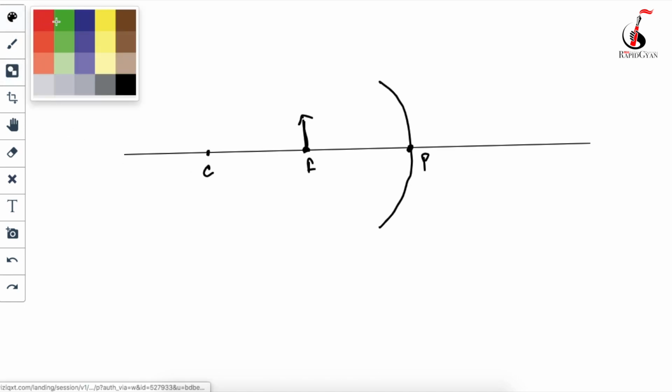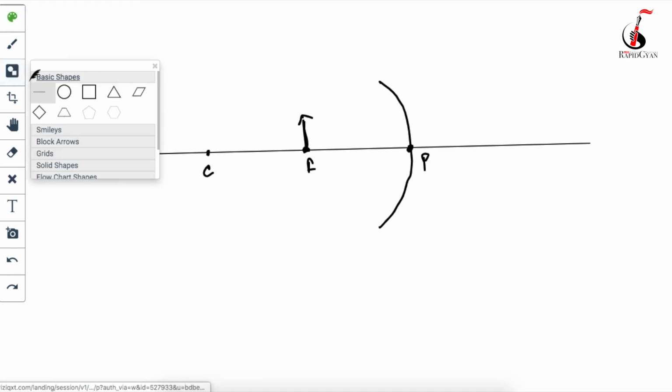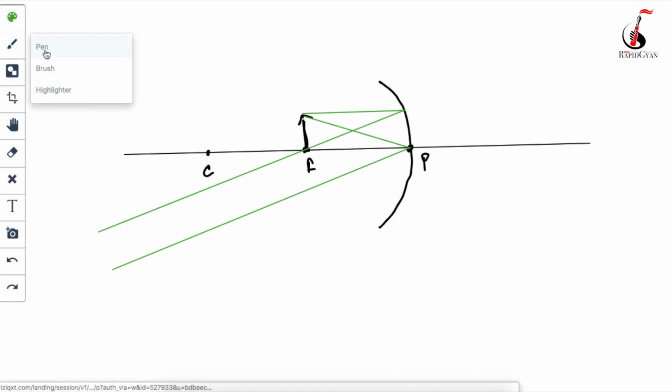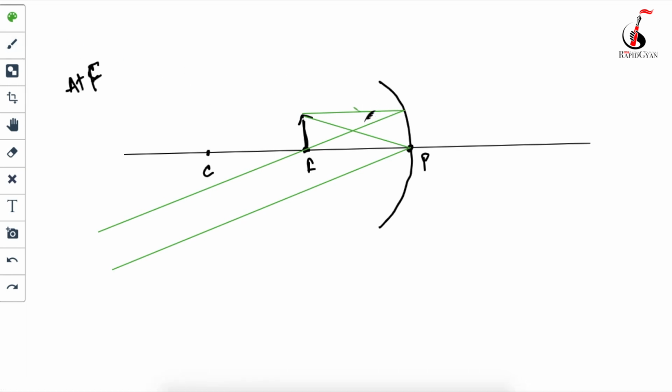Now same thing, you will have to draw the rays. So one ray will always go parallel. After reflection, it will pass from focus F. Now in this case, send another ray to here. So what will happen after reflection? It will go like this. Those who have not watched my previous video, please go and watch that video. That's very important. There I have explained how the light rays behave when they strike different positions on the mirror.